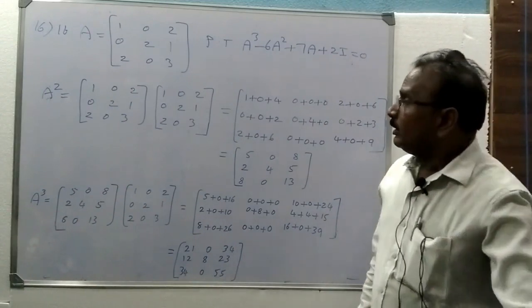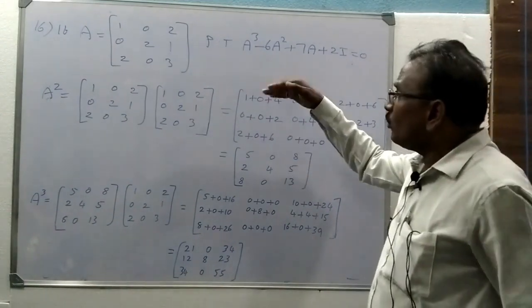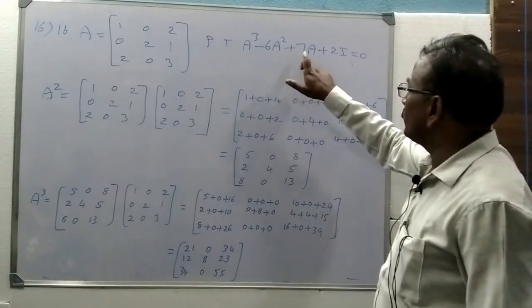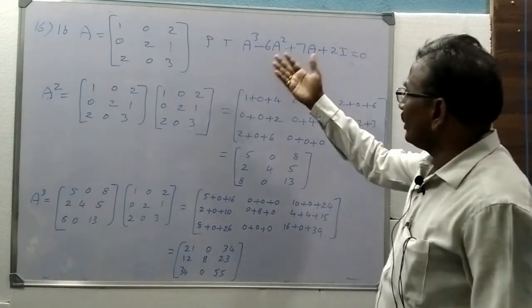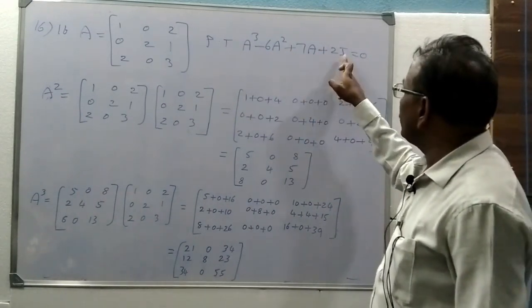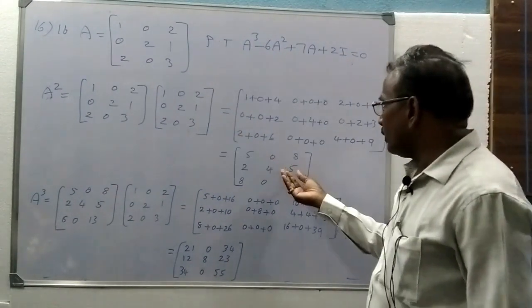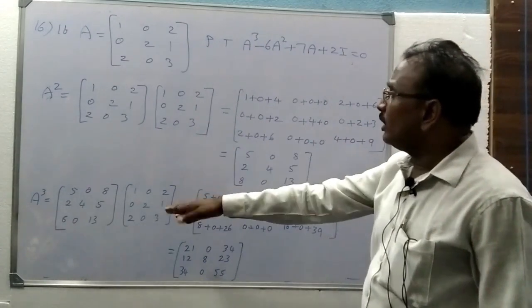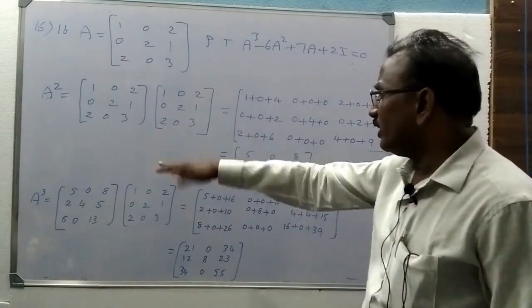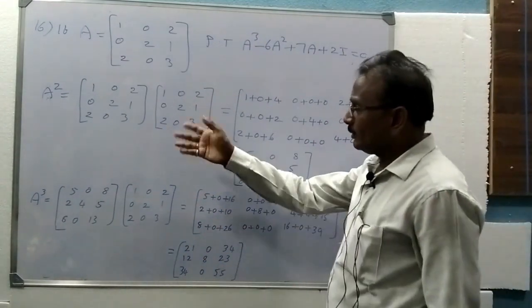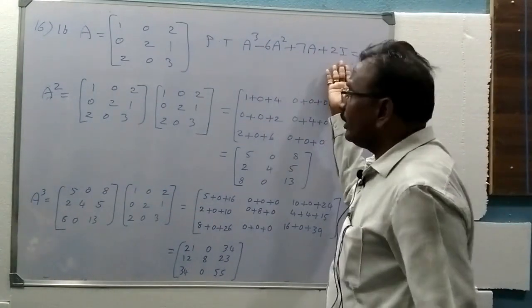Next, here take LHS. What we have to prove? A cube minus 6A square plus 7A plus 2I is equal to 0. So take LHS. We have all the values. I is the identity matrix of order 3. A is given. A square is already found. So next A cube, we also have the A cube values. Substitute A square, A cube, A, I in LHS.